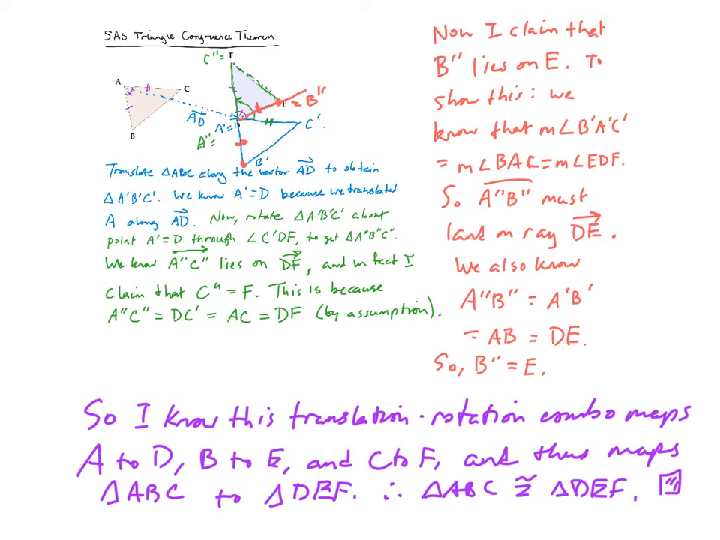So now we've shown that under the assumption that we have those 3 bits of information, the 2 sides being congruent, these other 2 sides being congruent, and these angles being congruent, we can use that information to show that the entire triangles are congruent. That is, one maps onto the other by rigid motions.